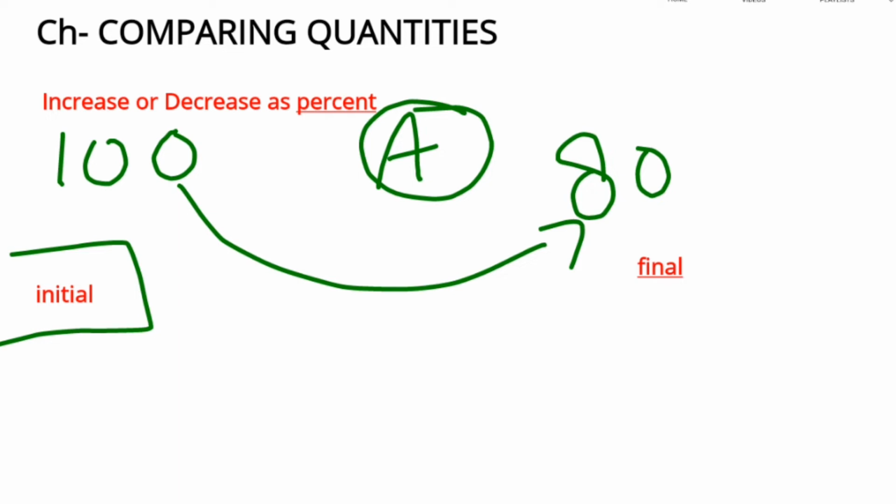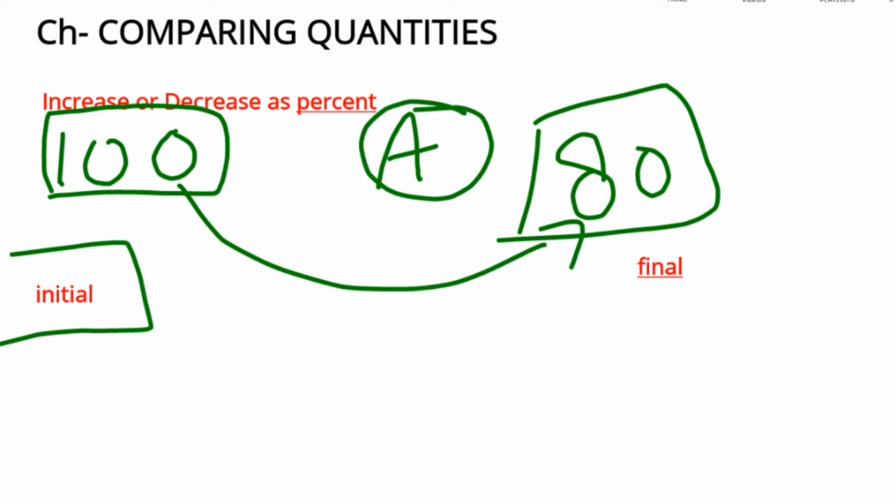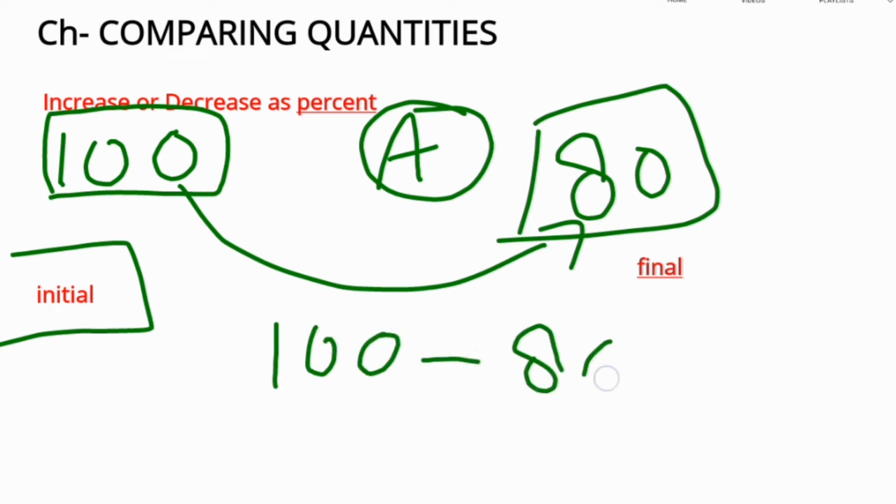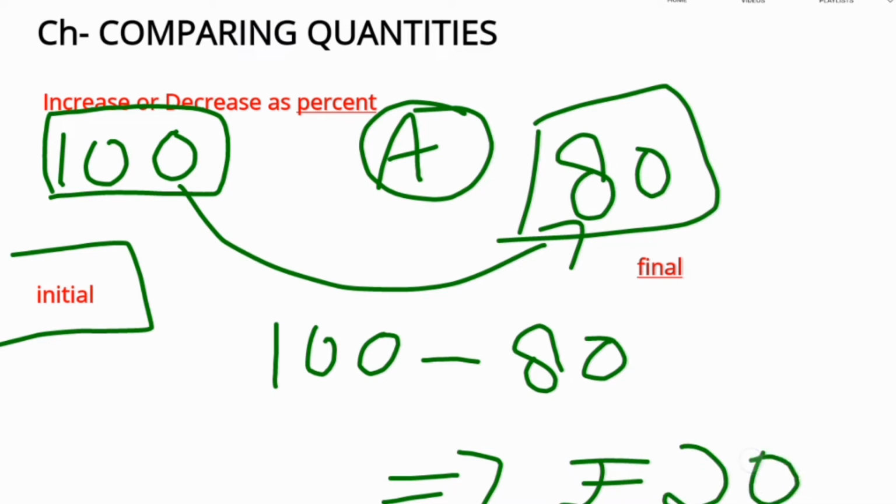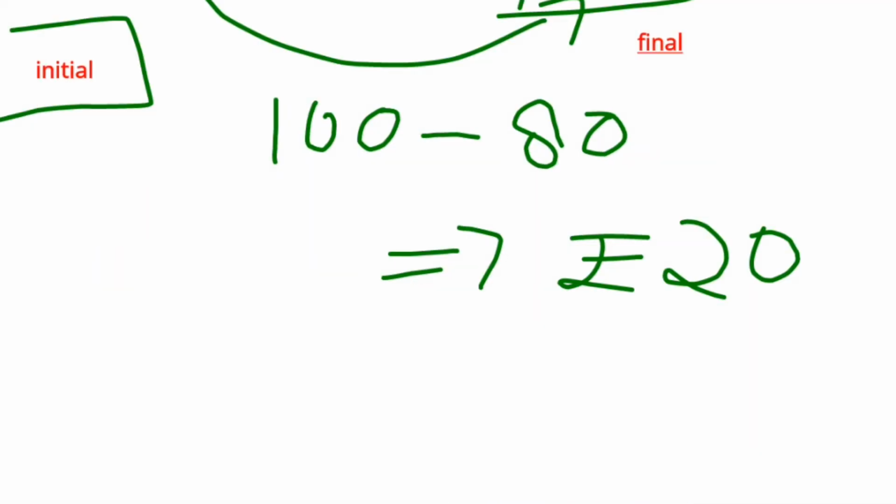First that person was having 100 rupees, now he is having 80 rupees. So here we can see clearly that his money has decreased from 100 to 80. So what amount is decreased? You calculate it: 100 minus 80, that is 20 rupees. His money is decreased by 20 rupees. Now since it is a decrease, we will calculate percentage decrease.